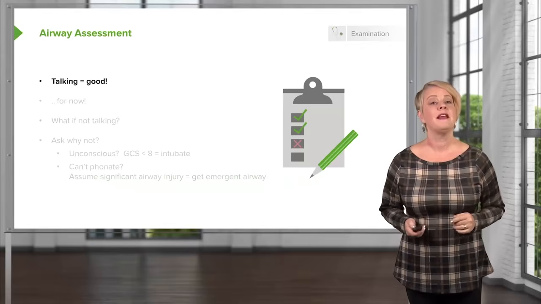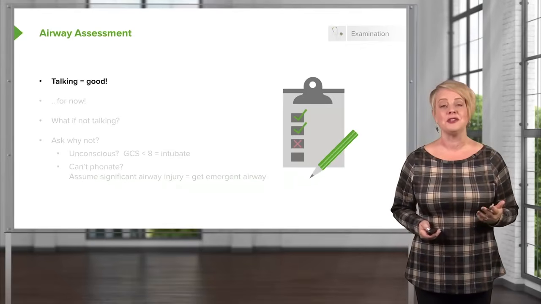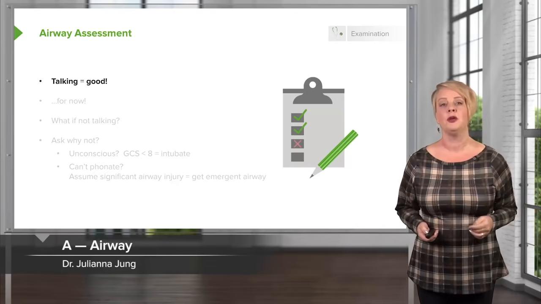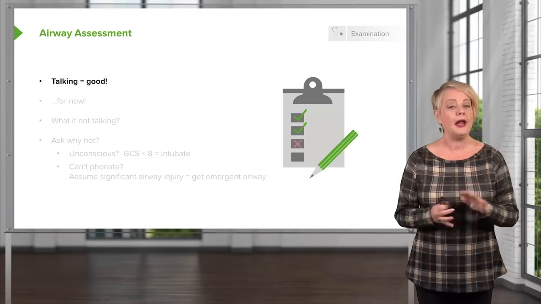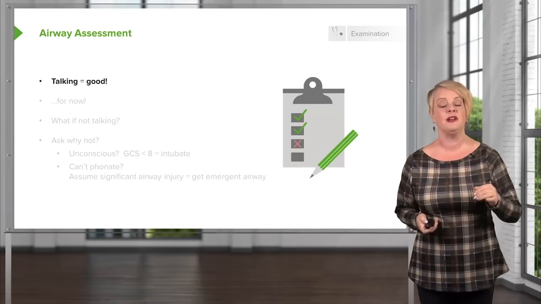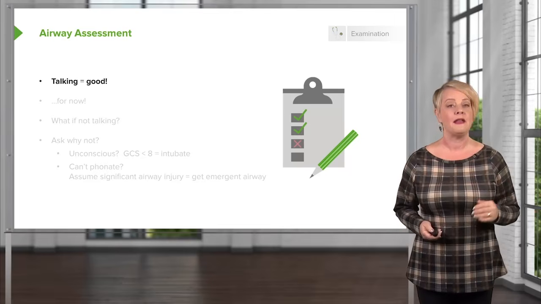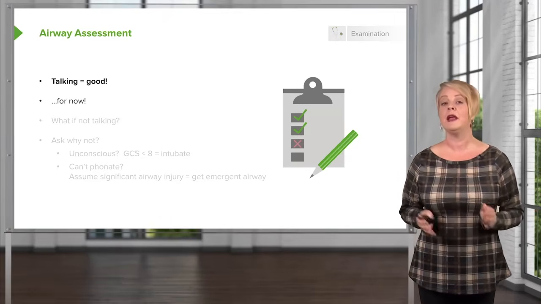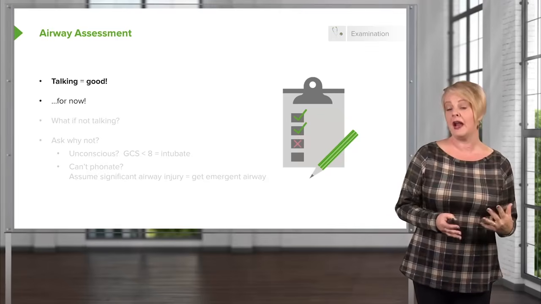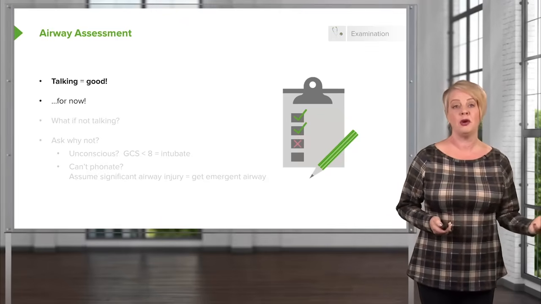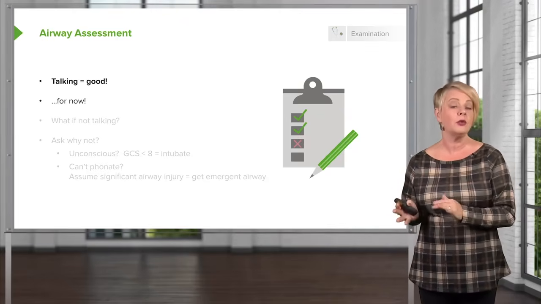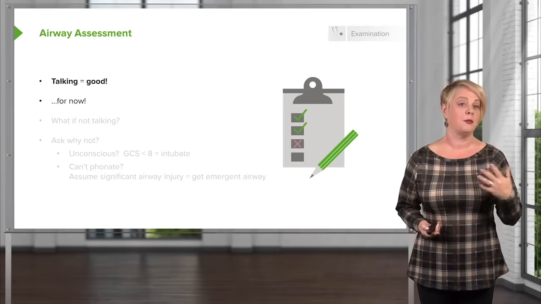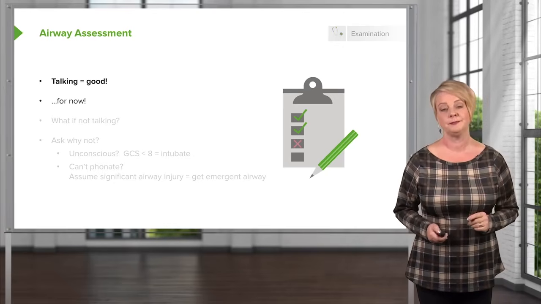So when we talk about assessing the airway, the first thing to do is simply speak to the patient. Ask them their name, get them to tell you what happened to them. Any patient who's able to talk, by definition, has a patent airway, and that's clearly a good sign. However, remember, just because you have a patent airway right now doesn't mean you're going to have a patent airway 15 or 30 minutes from now. So you want to not only identify current airway obstruction, but also risks for potential future airway obstruction.